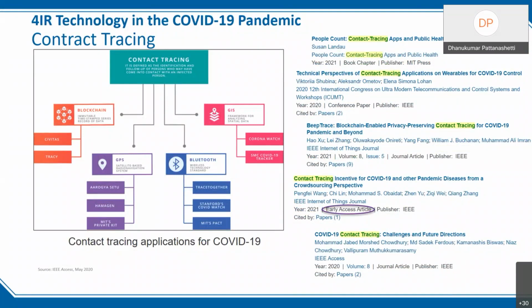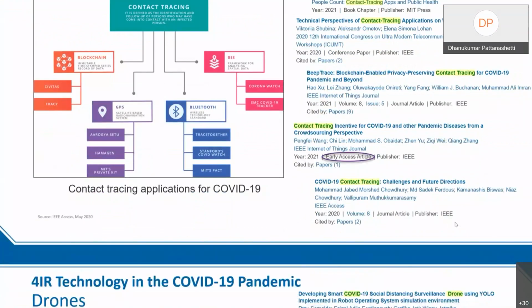And on the right hand side, I've tried coming out with some nice articles in the IEEE Explore, say people count, contact tracing apps and public health. There is contact tracing incentive for COVID pandemic. Somebody has written an article on COVID contact tracing challenges and the future direction. So you can look at all the various areas here.